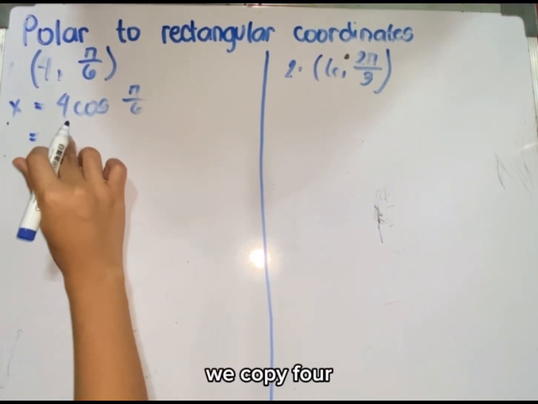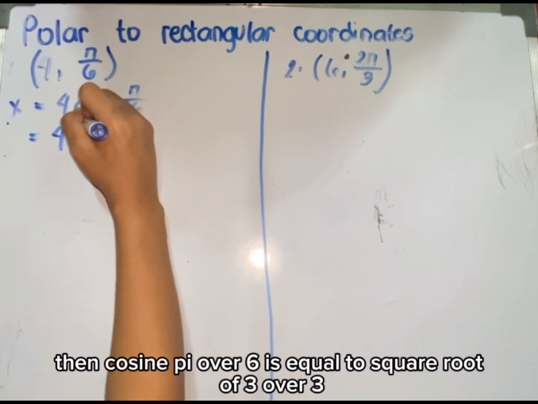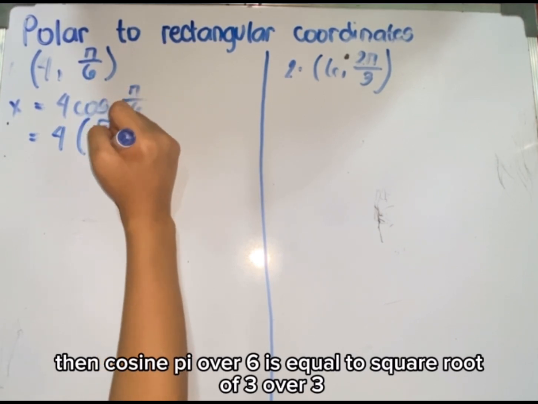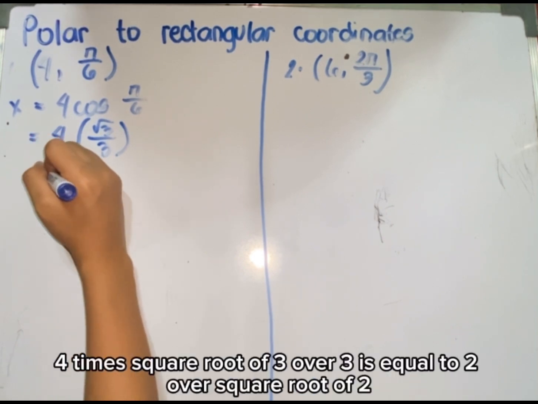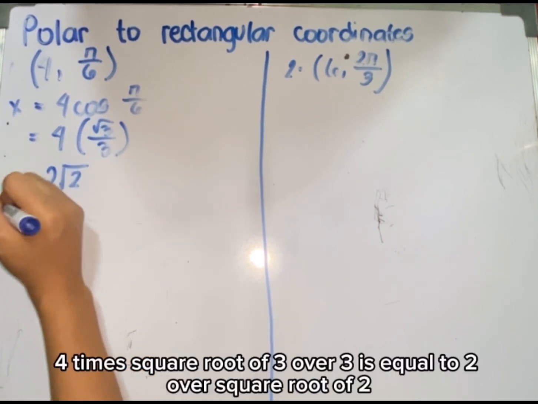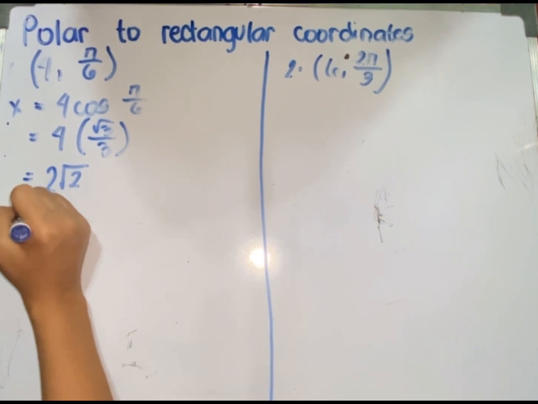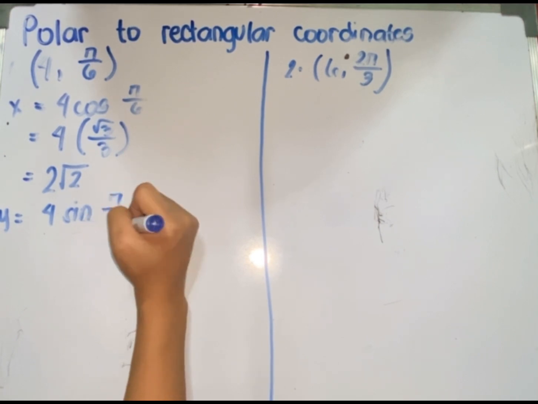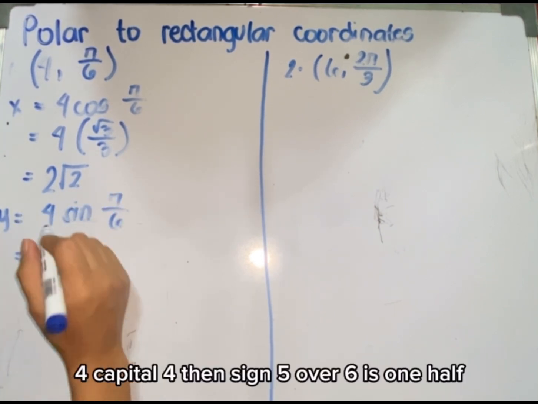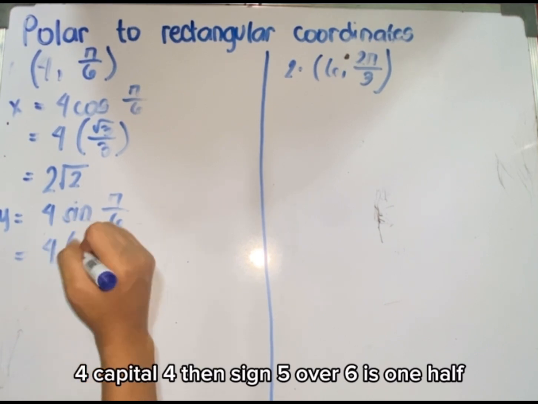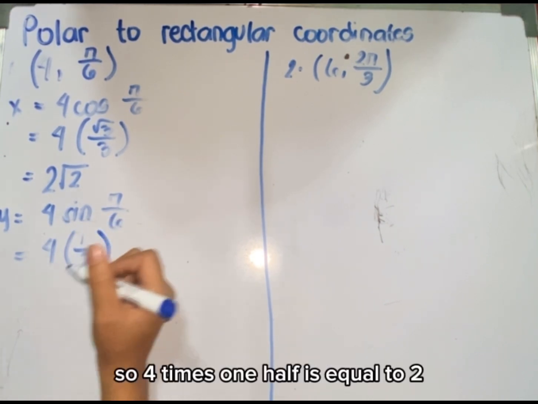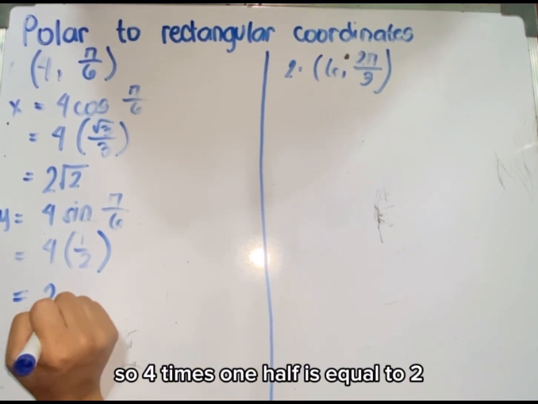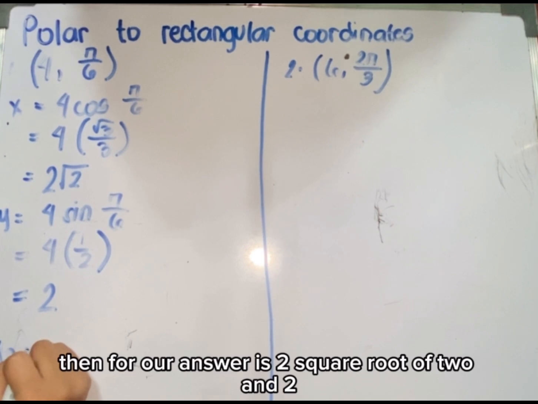We copy 4. Then cosine pi over 6 is equal to square root of 3 over 2. Then 4 times square root of 3 over 2 is equal to 2 square root of 3. And now for y, we have 4 sine pi over 6. Copy the 4, then sine pi over 6 is 1 half. So 4 times 1 half is equal to 2. Then our answer is 2 square root of 3 and 2.